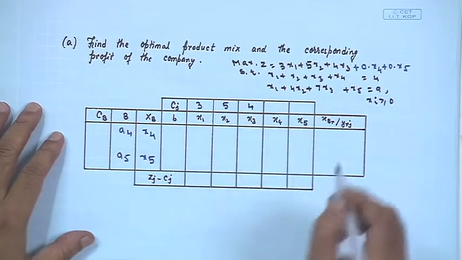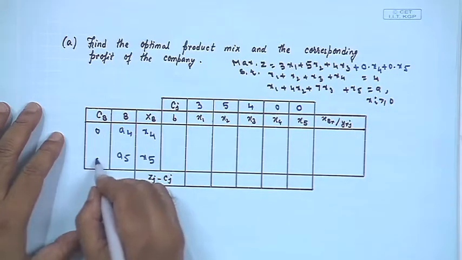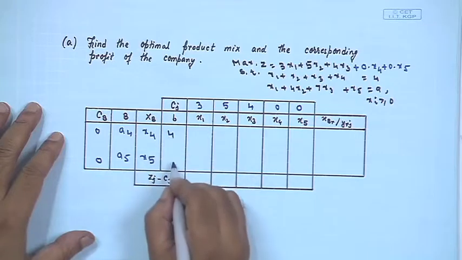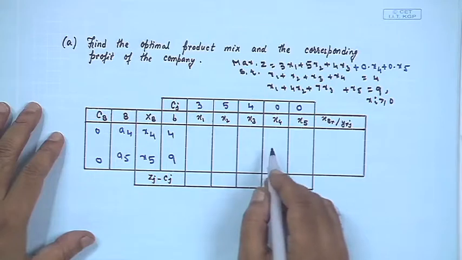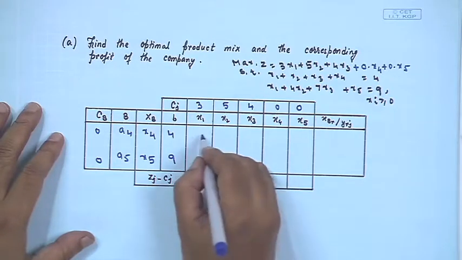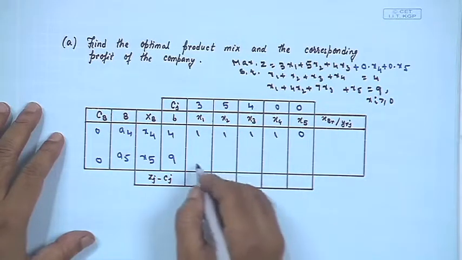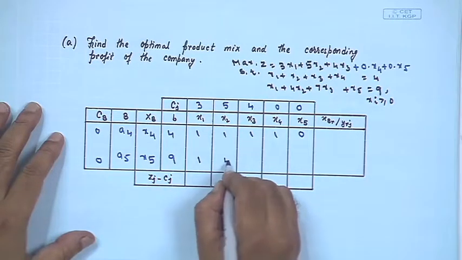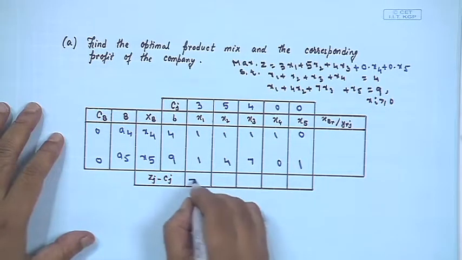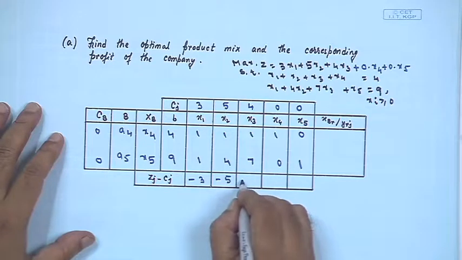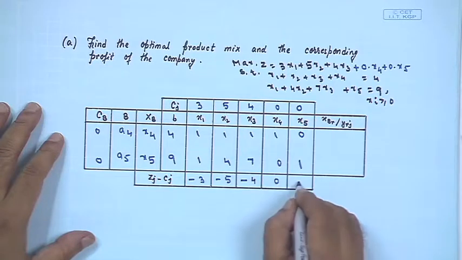3, 5, 4 objective coefficients we are writing here. For a4, a5 it will be 0, 0. Your b is 4 and 9. So, it will become 1, 1, 1, 1 and 0. Second one is 1, 4, 7, 0, 1. So, you calculate zj minus cj. Zj minus cj will be minus 3, minus 5, minus 4, 0, 0.